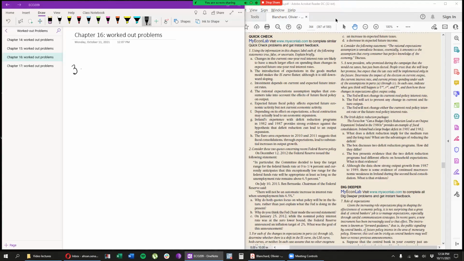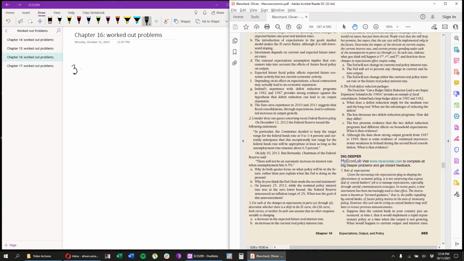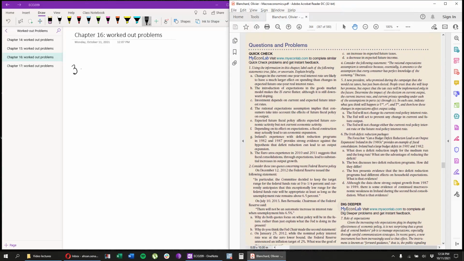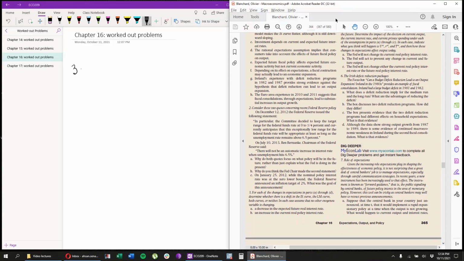So let's solve some problems from 16 now. As always, question 1 is for you guys. Have a go at it. I'm going to solve, let's start with number 3, okay?